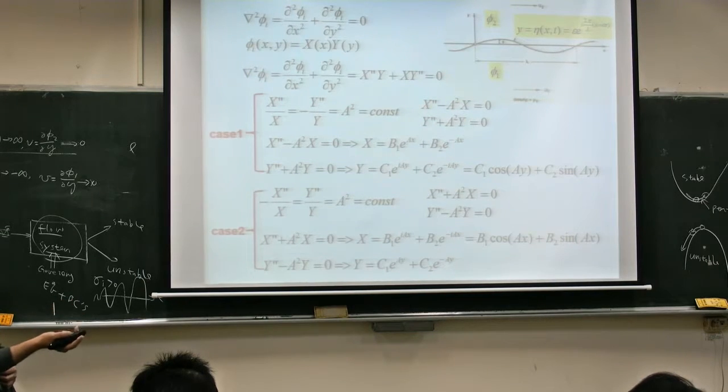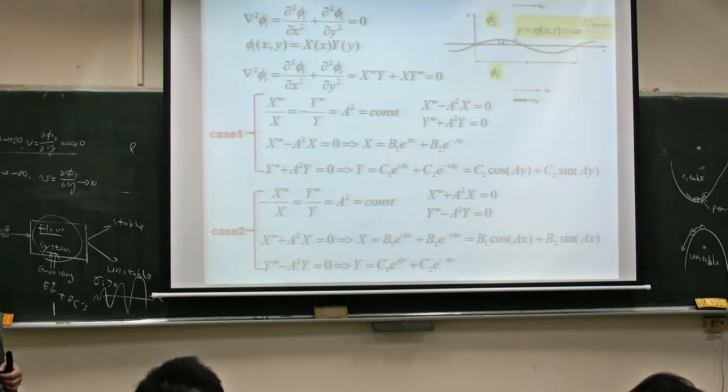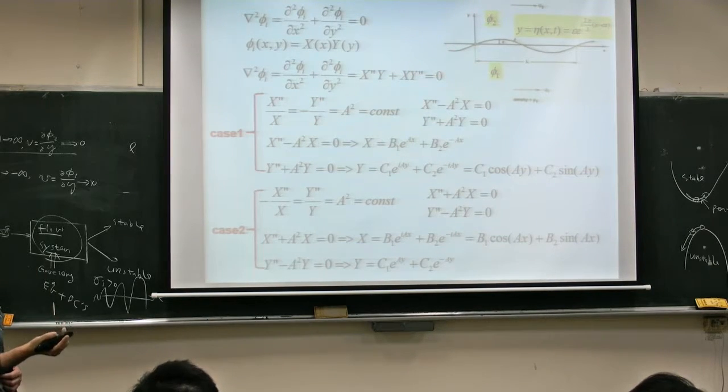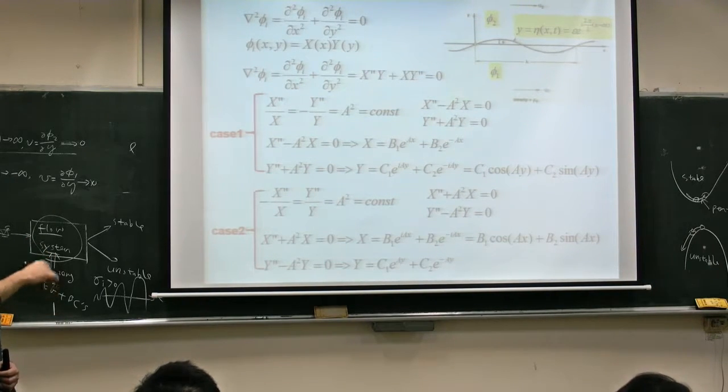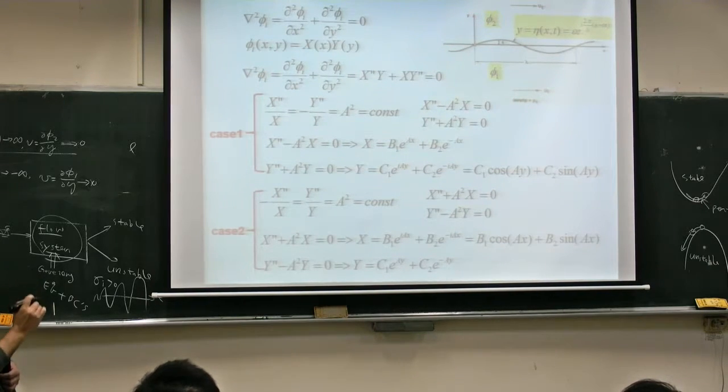That needs physics, right? What does physics give you? When y goes to infinity, our potential decays because our amplitude is small. This small amplitude perturbation in the far field should vanish. So that means in the y direction it should be an exponential decay.